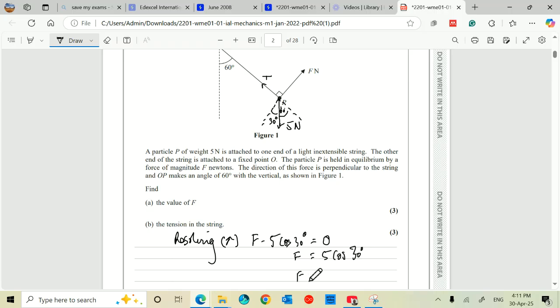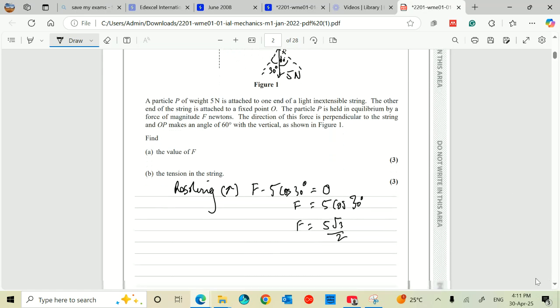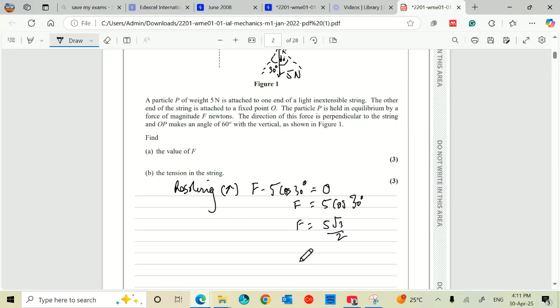So F will be equal to 5 times the root of 3 over 2. And that will give you on the calculator, F is equal to 4.33 newtons. So that's the answer to part A.